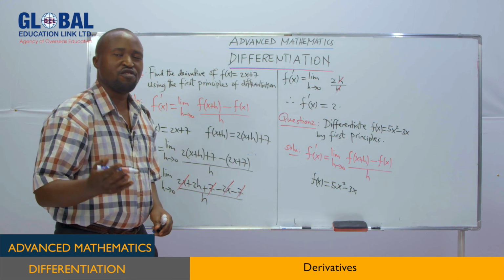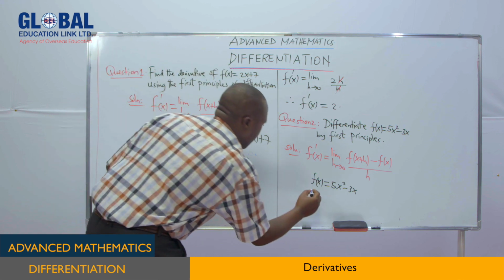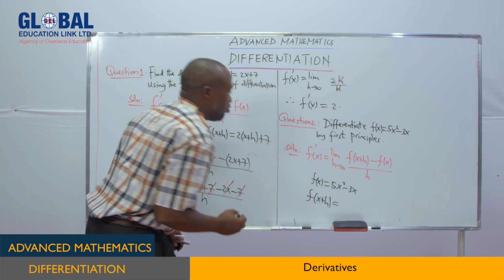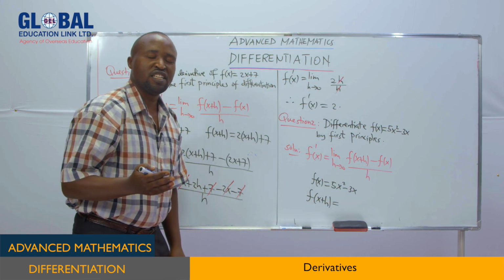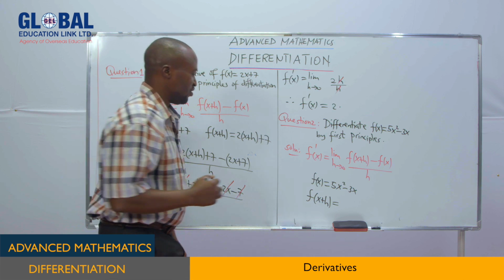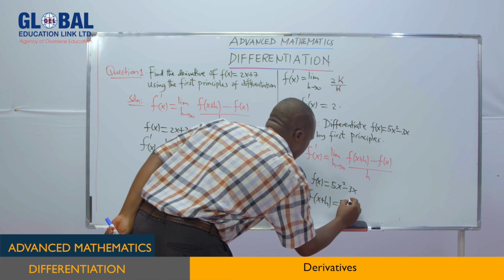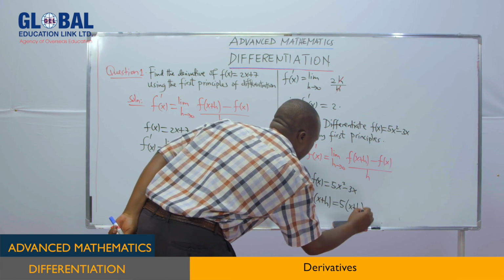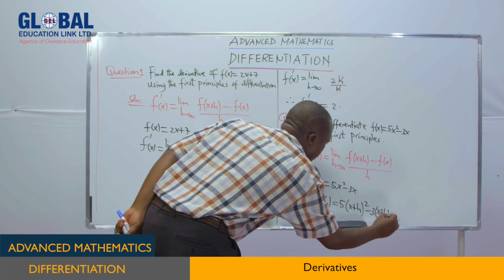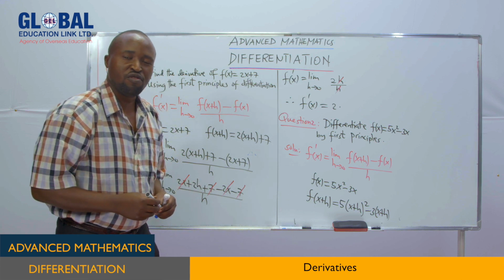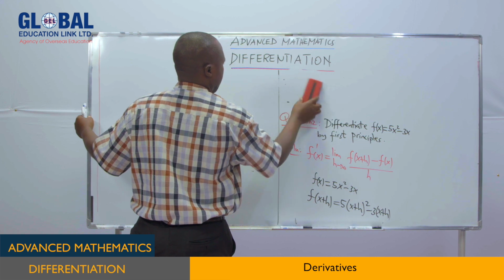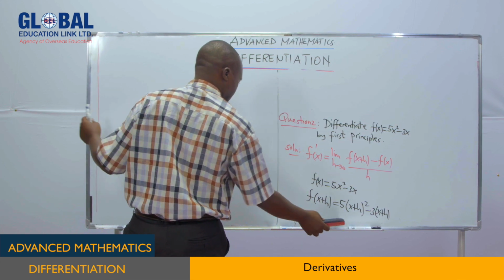Then the next is f of x plus h. For the case of f of x plus h, this is equal to, wherever there is x, we just add h. That is a small increment in the value of x. So here we have 5 bracket of x plus h squared minus 3 bracket x plus h. Now we have f of x and f of x plus h.